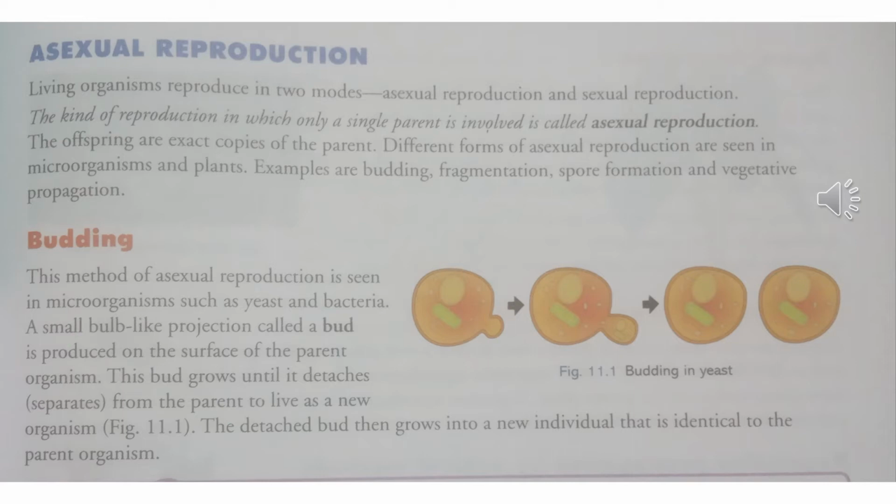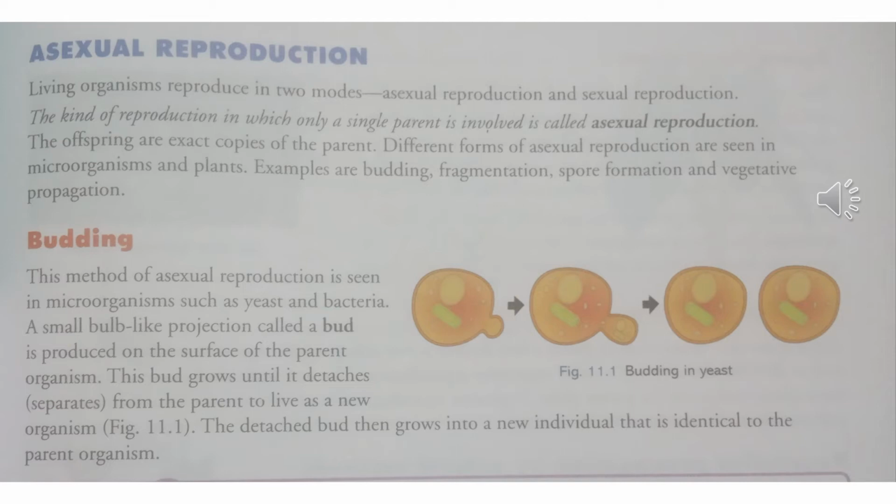Budding. This method of asexual reproduction is seen in microorganisms such as yeast and bacteria. So you can see in figure 11.1, the surface of their body has some small bulb-like projection which is called a bud.